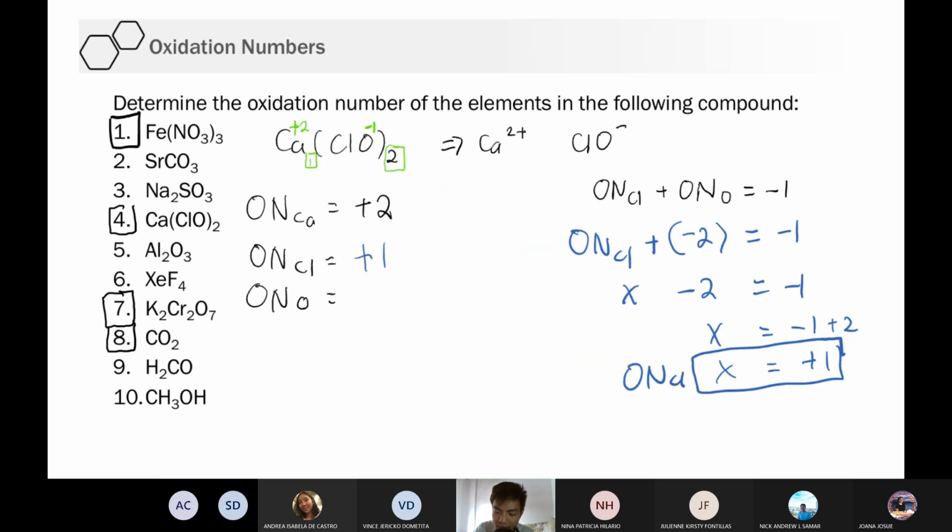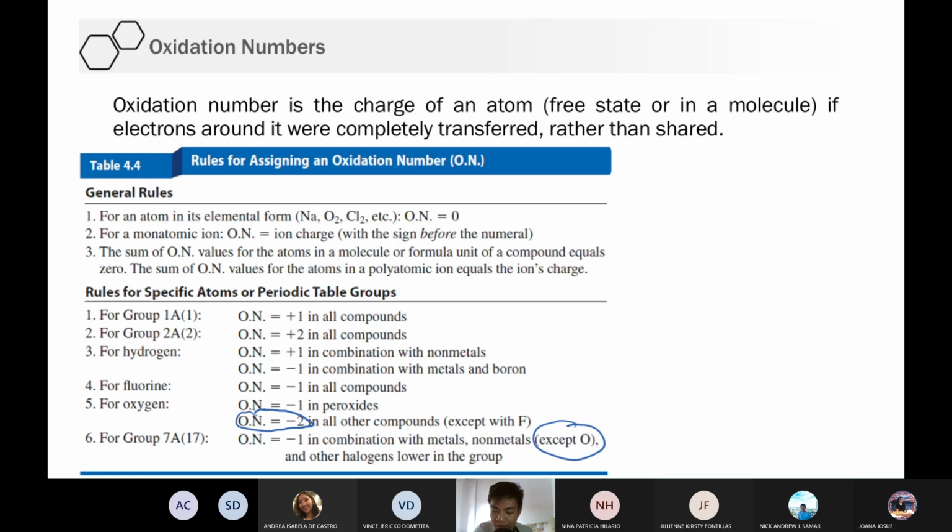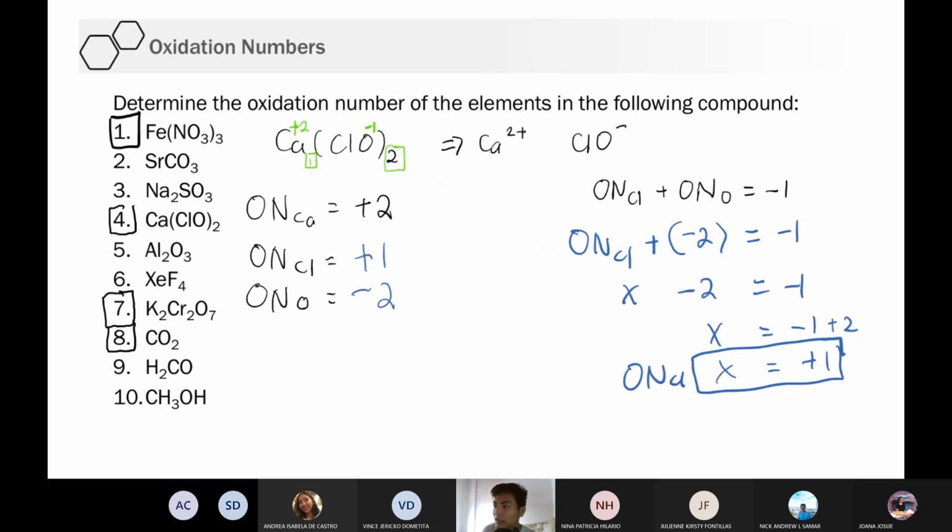Again, be careful with the exceptions. When it says except, don't follow the table. You'll have to solve for it. So that's our answer for number 4. The oxidation number of calcium is 2, Cl is 1, and oxygen is -2. When it says except, just solve; don't follow the table. Okay, that's it. Let's have number 7.